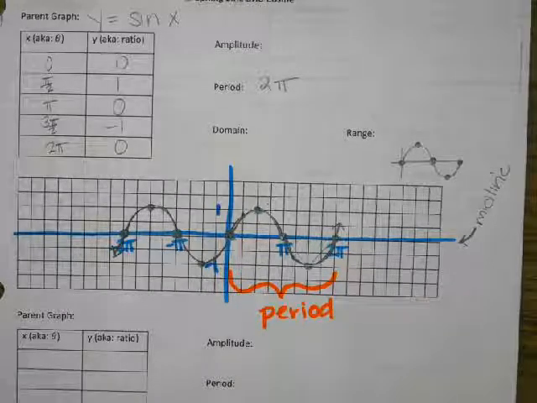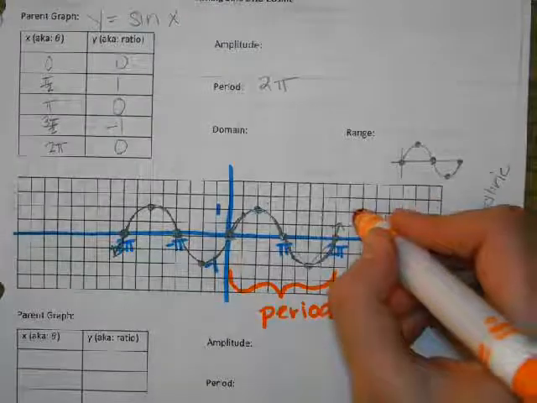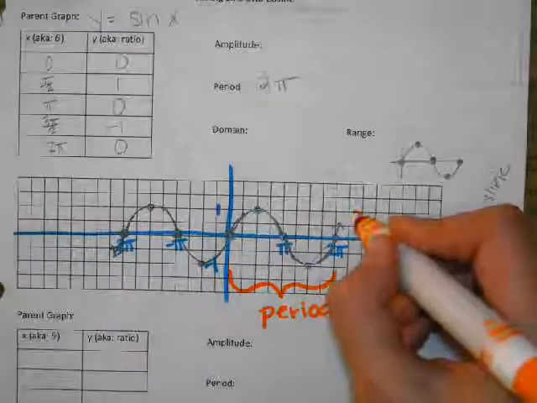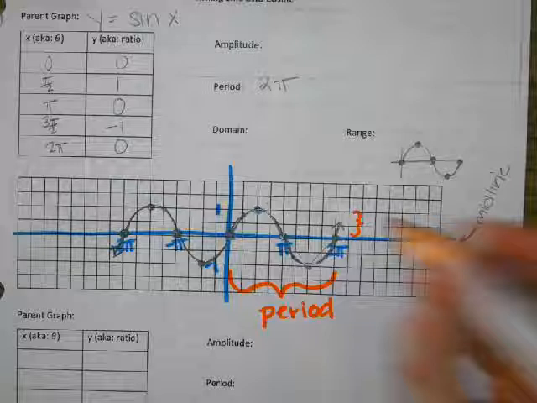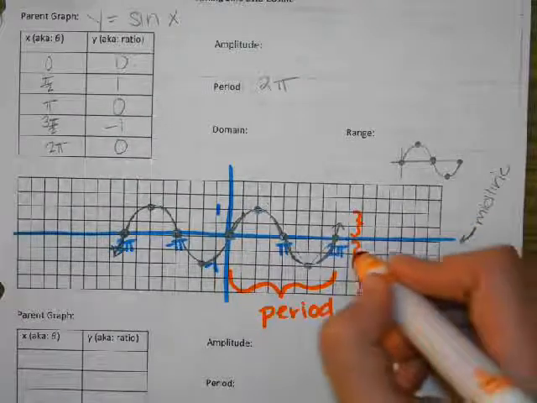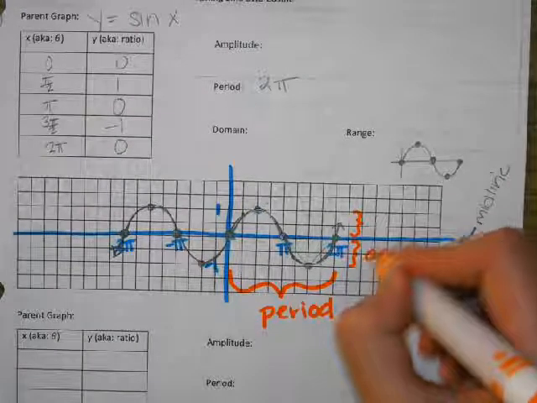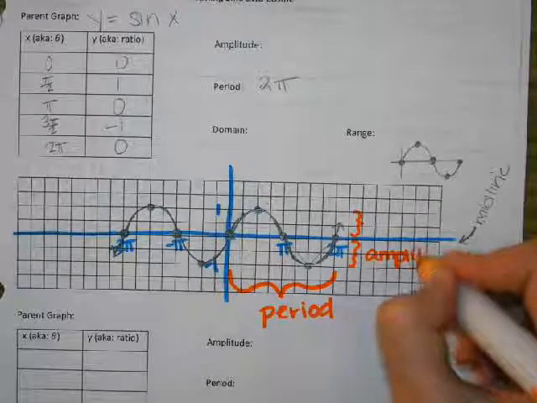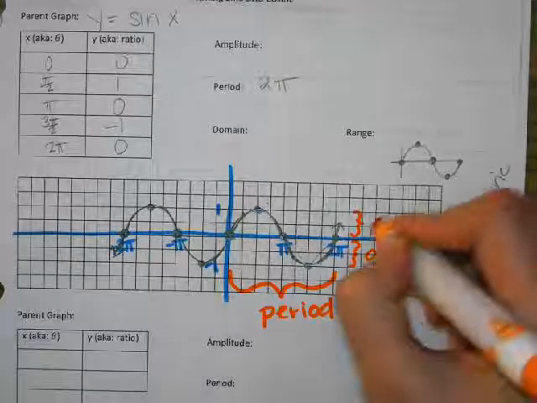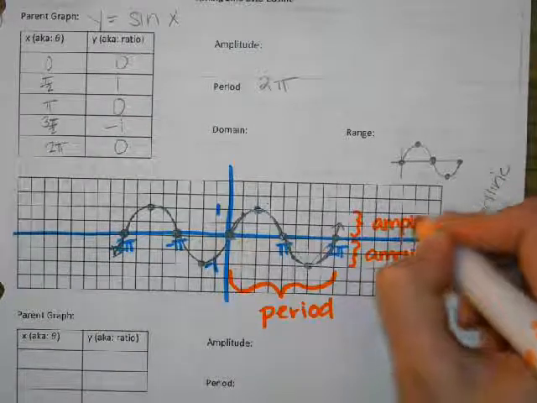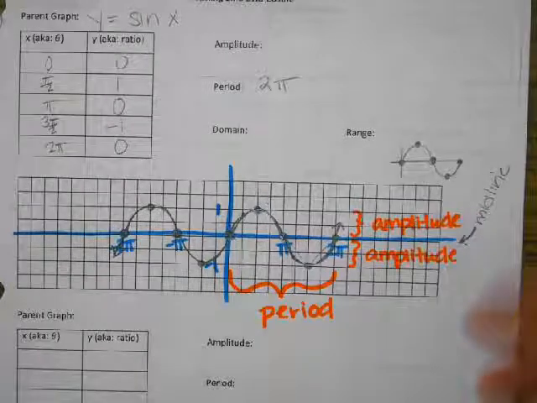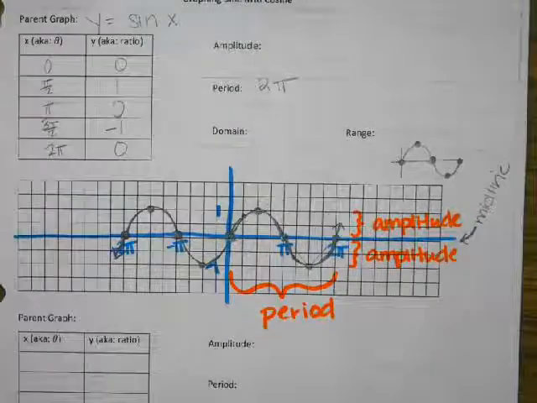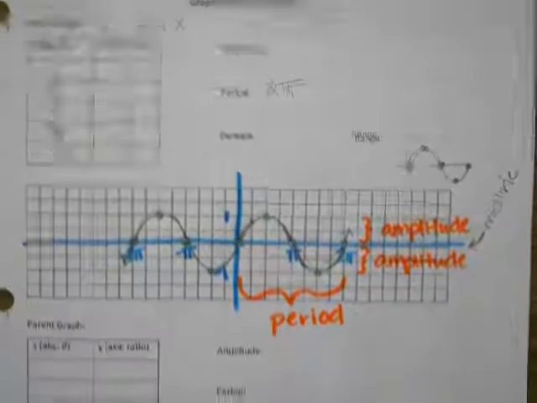And then we have one more vocabulary word, and that is amplitude. The amplitude is how far you go up or down from the midline. So this is the amplitude. And this is the amplitude. So how far did we go up and down from the midline? 1. So the amplitude for this graph is 1.